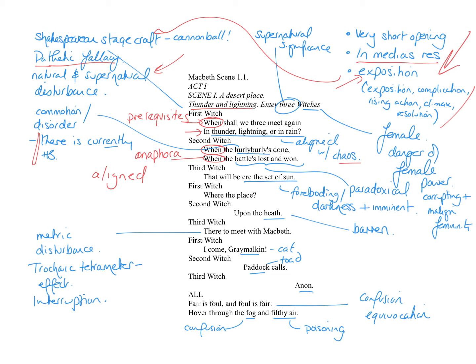And then she goes on to say, "when the battle's lost and won." Okay, and that is paradoxical. A paradox means that you've got something that on first sight doesn't seem to make sense, but when you unpick it, there is an underlying logic to it, an underlying meaning to it. And in this case, it's showing that there are two sides to everything.